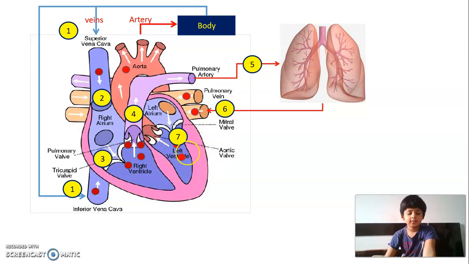From here, what will be the next step? The next step, number 8, it will go to the aortic valve. Through the aortic valve, it will enter the aorta. From here, you can see this passage. Through this passage, it goes here.